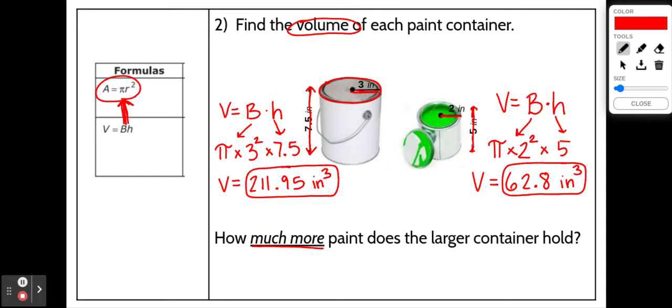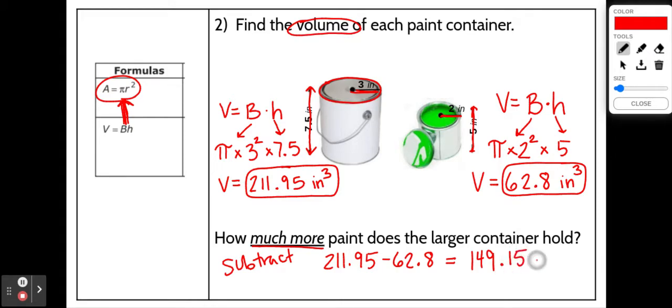So when we're asked how much more paint does the larger container hold, we're going to use subtraction. I bet that you guessed that. We want to subtract to figure out how much more. So we're going to take 211.95, because that's our bigger volume, and subtract the smaller one. And when we do that, the calculator tells us 149.15 inches cubed. So this right here would be how much more. That's how much more paint is going to be in the larger container. So quite a bit of paint.